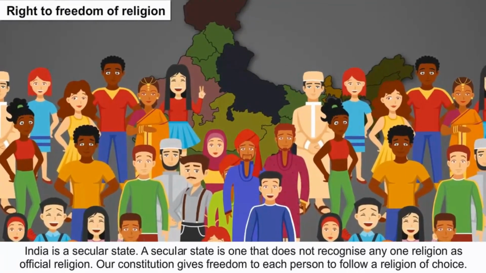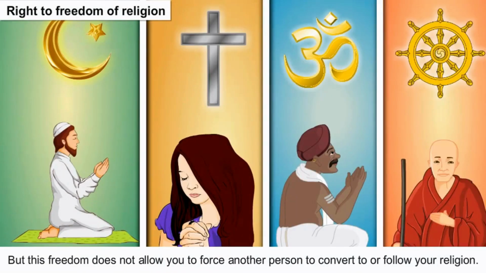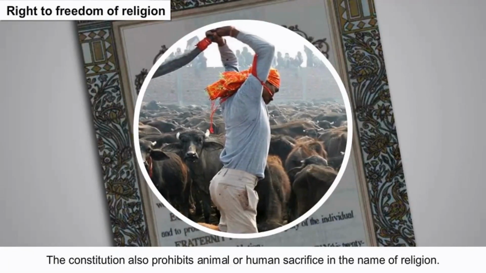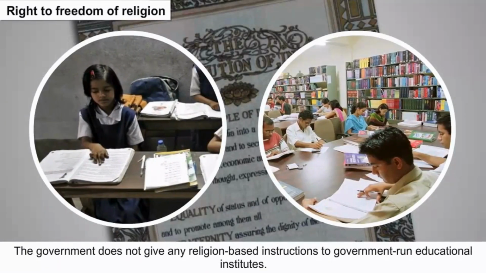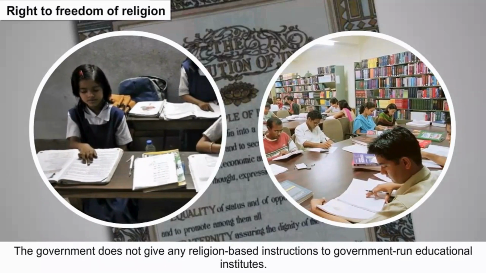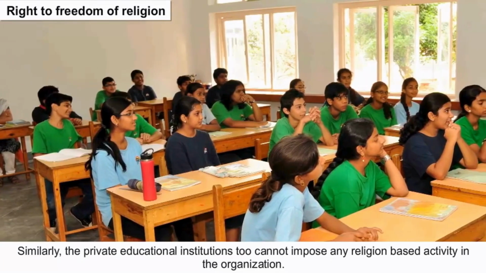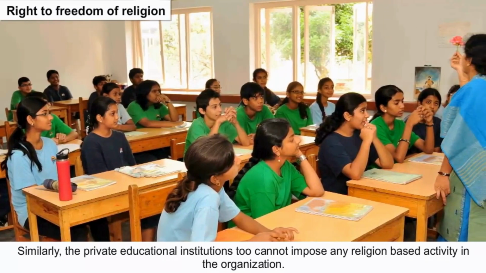But this freedom does not allow you to force another person to convert to or follow your religion. The Constitution also prohibits animal or human sacrifice in the name of religion. The government does not give any religion-based instructions to government-run educational institutes. Similarly, the private educational institutions too cannot impose any religion-based activity in the organization.